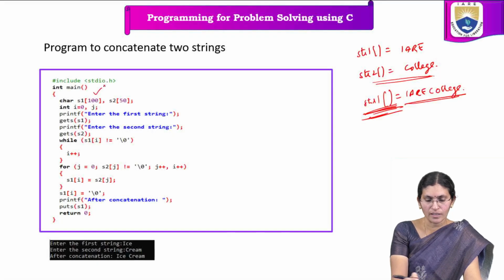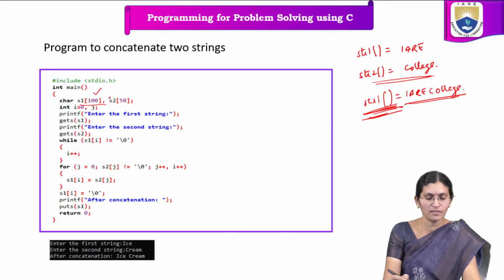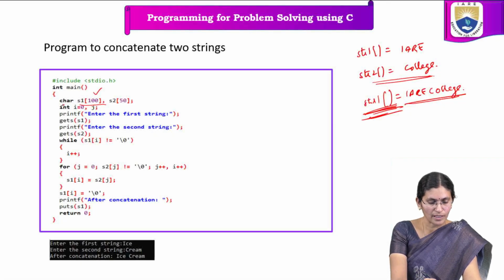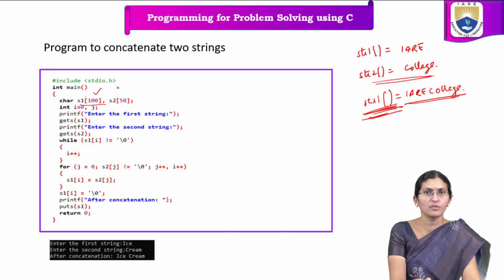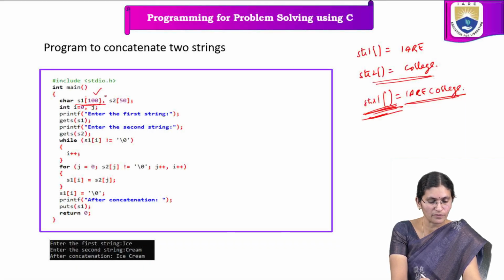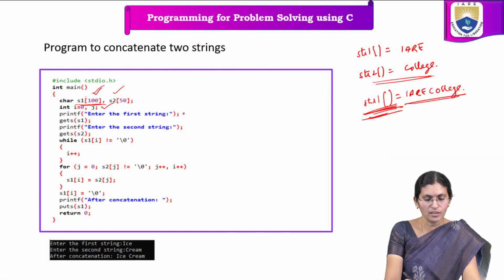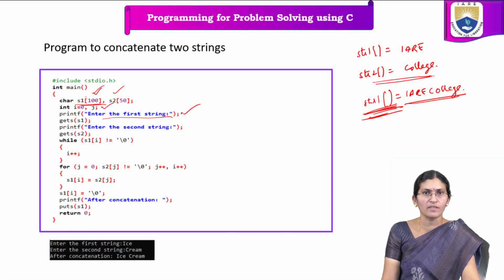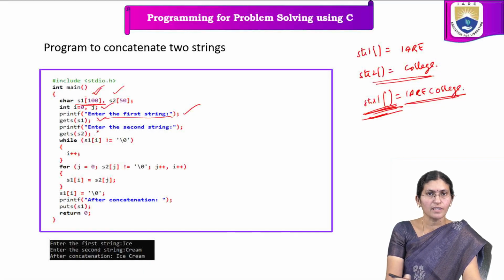So that point you have to keep in mind. Next, you have to declare the size also in the same way. So size of this should be greater than the second one. So we need two character arrays. So we have defined two character arrays, one is S1, the other one is S2. Two integers we have declared here, i and j. By means of printf function, it will display the statement on the screen, enter the first string, then gets is a function to read the string from the user. So gets S1 and gets S2. So it will read the two strings from the user.